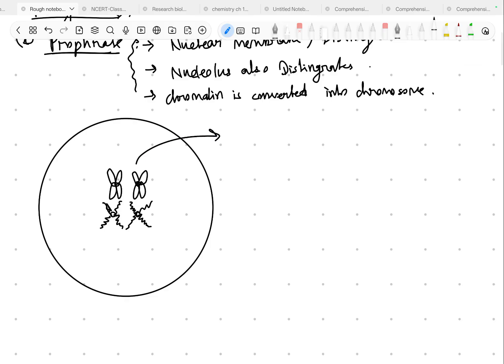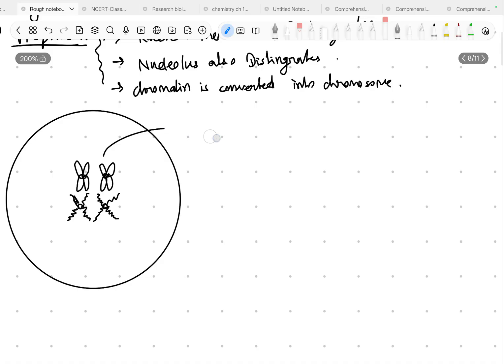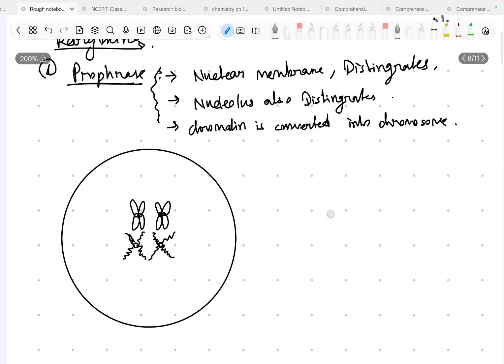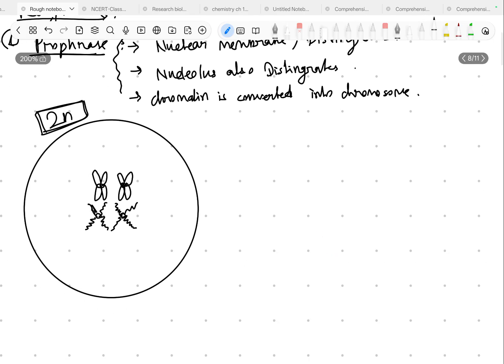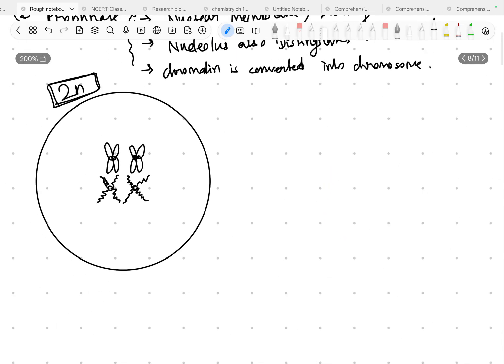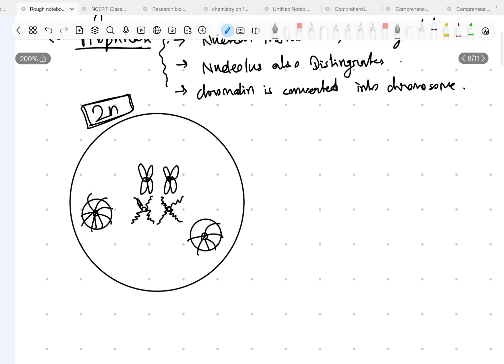The diploidy you will see here as 2n. Okay, this is the 2n cell. Wait a second, I am writing it as 2n. And here the centrioles are present, but they are not in the central axis. Okay, so these are the things that occur.